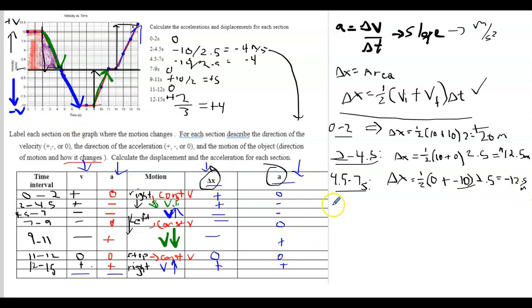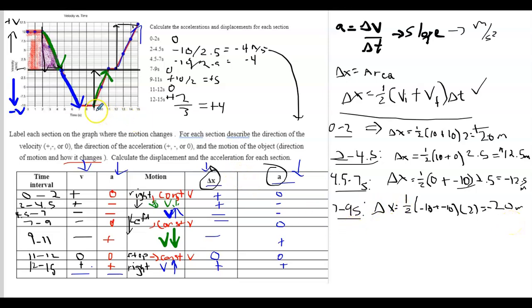From 7 to 9, pretty simple. Same equation, delta x equals 1/2. Initial velocity is -10. Again, remember the signs. That's supposed to be a 10, not a 6, even though it looks like a 6. Final velocity is -10, and the time is 2 seconds. So this is going to be -20 meters. So that's the 7 to 9 section.